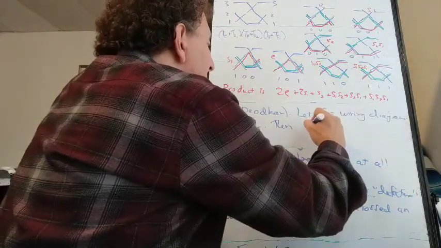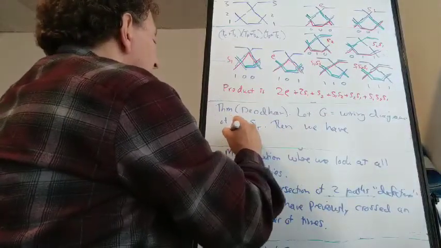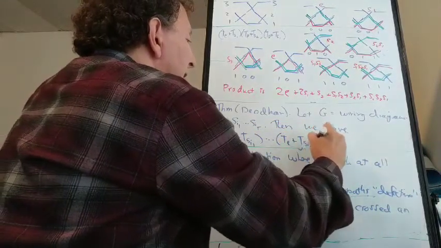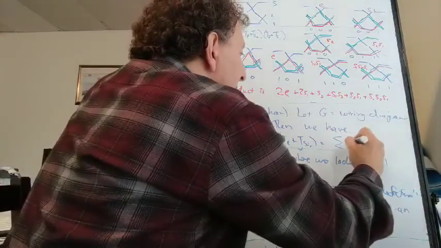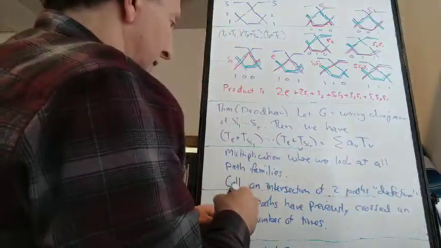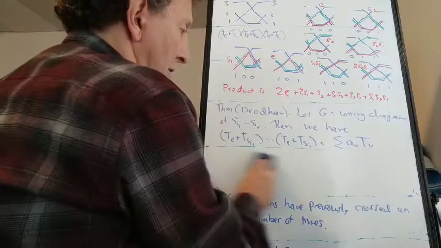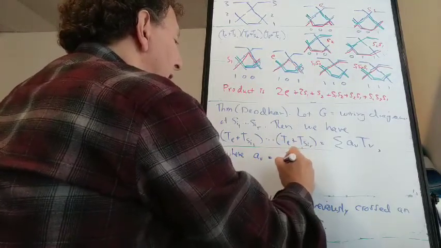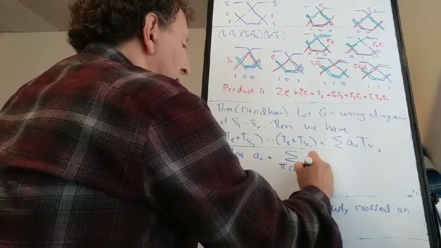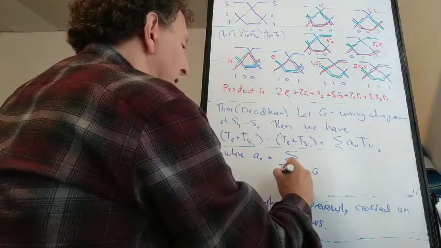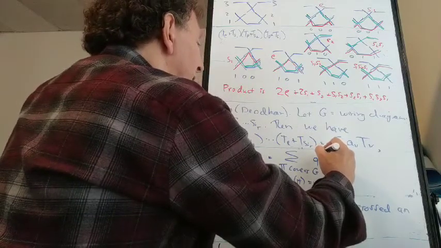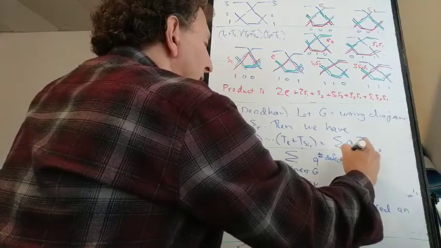Then we have the formula: the product of (TE plus TS_i1) up to (TE plus TS_ir) equals the sum over V of A_V T_V, where A_V is the sum of all path families pi covering G of type V, of Q to the number of defects of pi, the number of defective intersections.